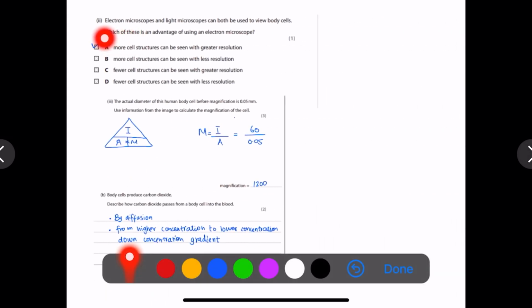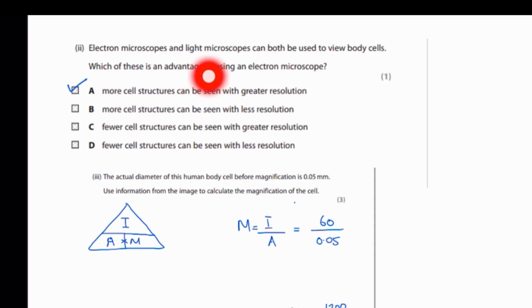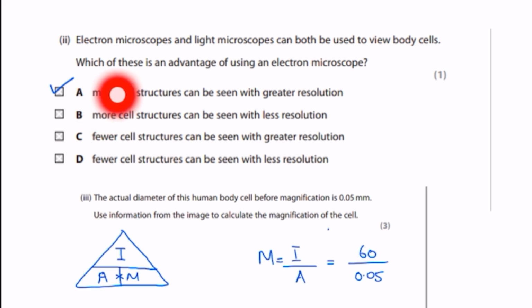Question number 2. Electron microscopes and light microscopes can both be used to view body cells. Which of these is an advantage of using an electron microscope? So the electron microscope gives better resolution. More cell structures can be seen with greater resolution, so this is the correct answer. The other option says more cell structures with less resolution. It's wrong. Fewer cell structures is also wrong.